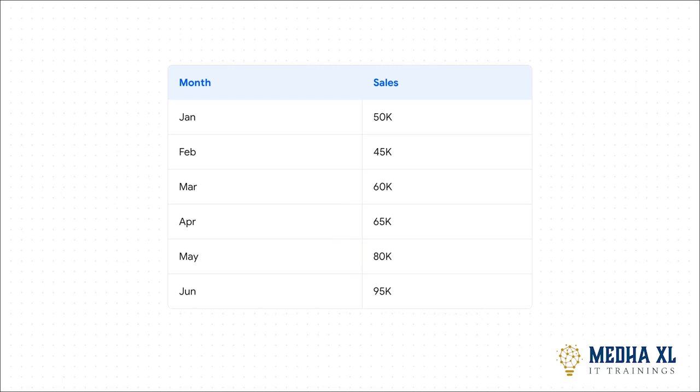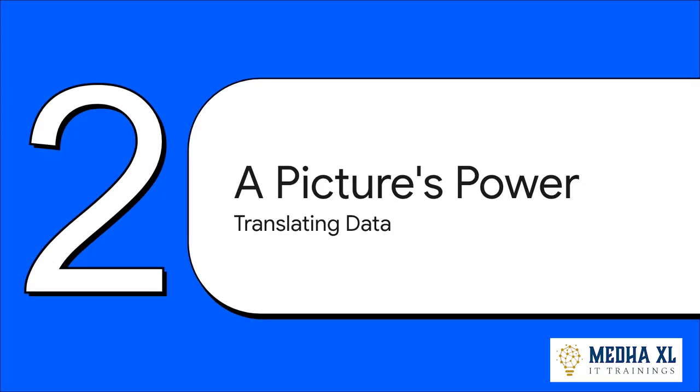I mean, take a look at this table. It shows sales for the first 6 months of the year. The numbers are all there, but can you spot the trend in like 2 seconds? Is business picking up? Is it slowing down? The real story is kind of buried in there because our brains just aren't wired to find patterns in a boring list of digits. And that brings us right to the solution, a picture's power.